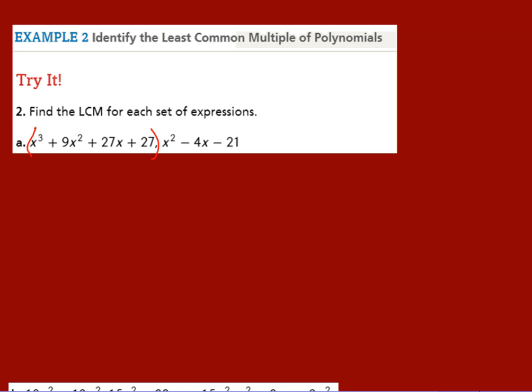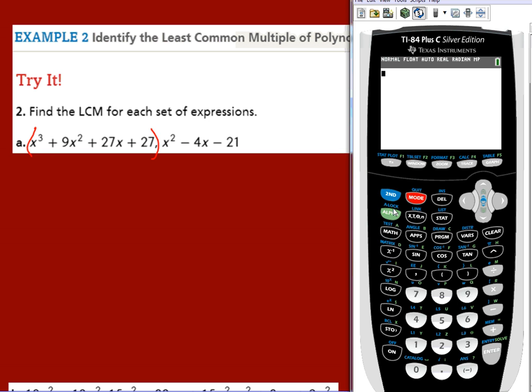All right, so go ahead and get your calculator up and type in x to the third, and my computer's going to start jumping around because it's slow, plus 9x squared plus 27x plus 27.